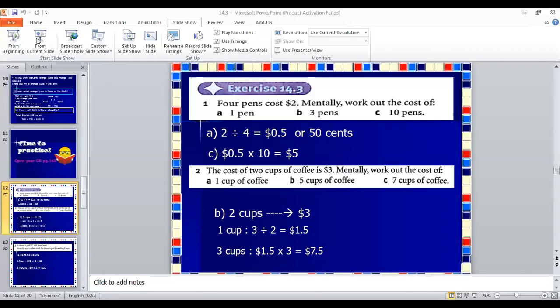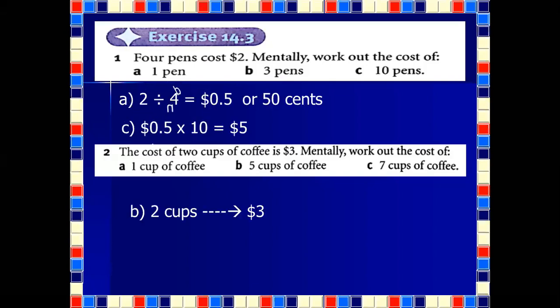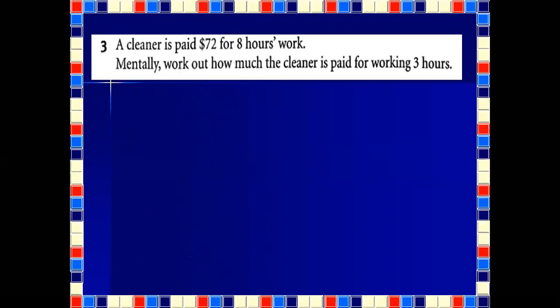Okay. The cost of 2 cups of coffee is $3. Mentally work out the cost of 1 cup of coffee. Let's start step by step. One cup of coffee equals $1.50. Right. Then 5 cups, $7.50. Okay. Or 7 cups, $10.50. Thank you. Appreciate it, Abdulhalim.